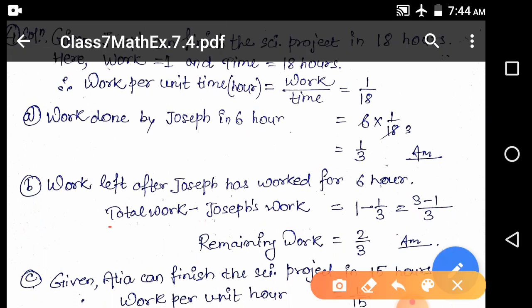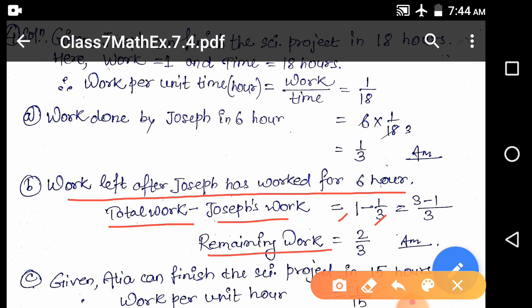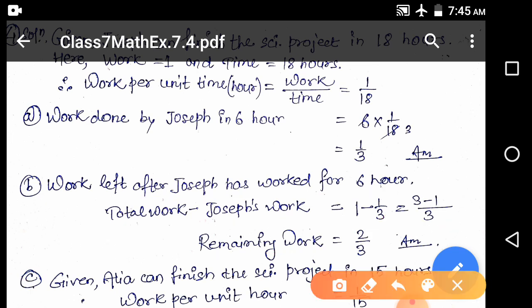The total work is 1 and Joseph's work is 1 by 3 in 6 hours. So the work left after Joseph has worked for 6 hours, that is the remaining work, is found by subtracting those two: 1 minus 1 by 3, and finally we get the remaining work as 2 by 3. So this is the second answer. Now go to the third bit.